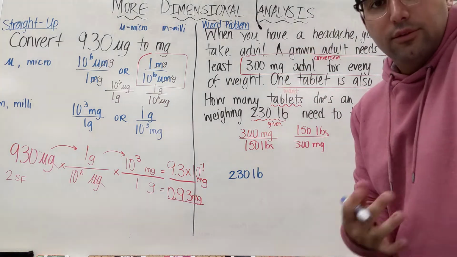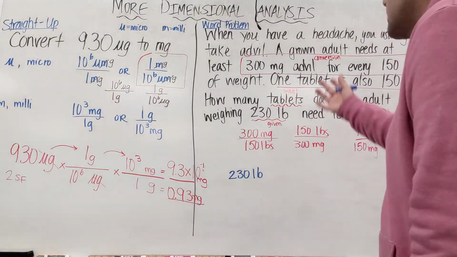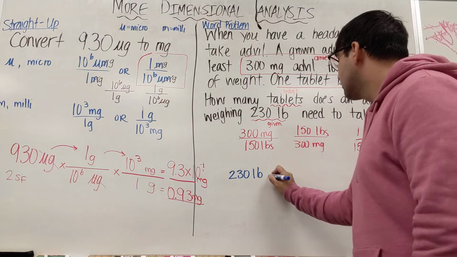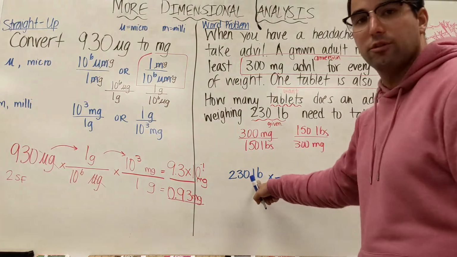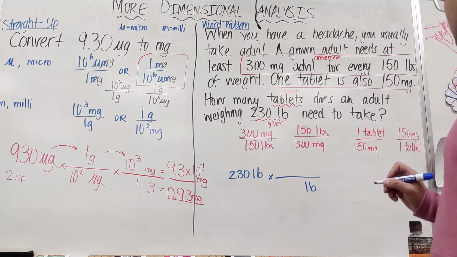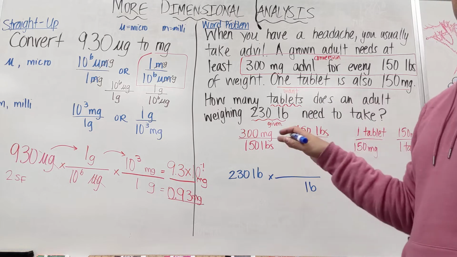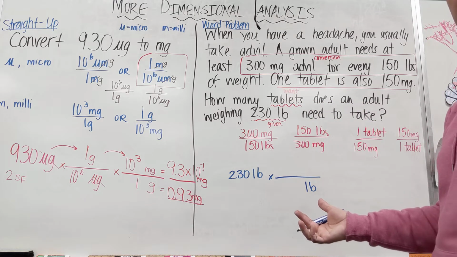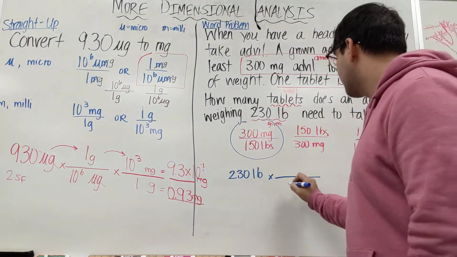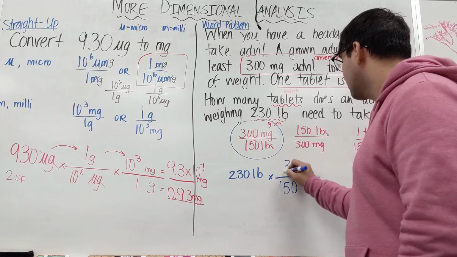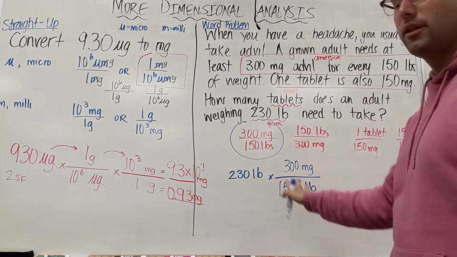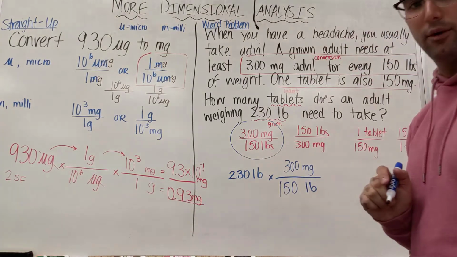I have to start thinking about converting that number to how many tablets I need. So I need to use dimensional analysis. If I start with pounds, I know that pounds has to go on the bottom. The only conversion factor that I have with pounds on the bottom is this first one. So I have 150 pounds, 300 milligrams. This tells me how many milligrams of Advil I need for 150 pounds.